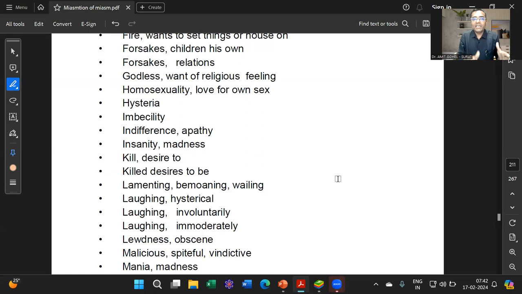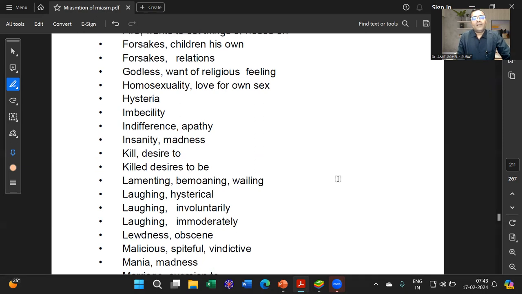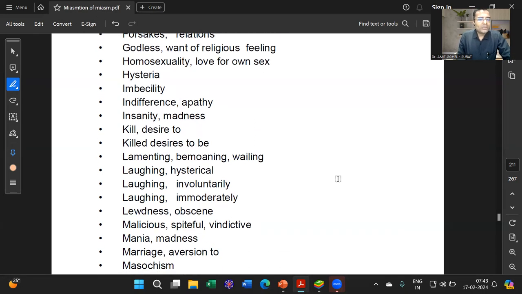Godless feeling. In religiousness, the Psoric religious is based on genetic impartation. Psychotic religion is because of some fear that God will save me. And after that, they go into godlessness because they become agnostic. So this is godless feeling, want of religious feeling. In sexuality also, there is homosexuality, that is the destruction of love, and that is perversion. So this is what you have to understand, that homosexuality is syphilitic.